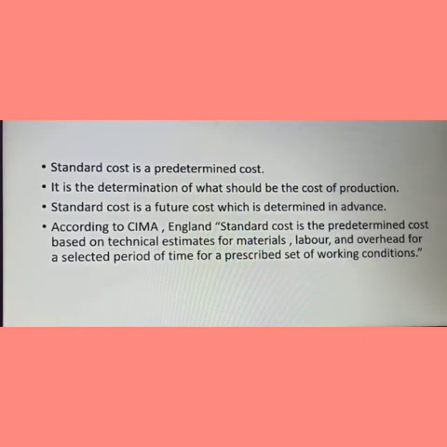Now, what is standard cost? Standard cost is a predetermined cost. It is the determination of what should be the cost of production. Standard cost is a future cost which is determined in advance. According to CIMA England, CIMA means Chartered Institute of Management Accountants England, standard cost is the predetermined cost based on technical estimates for materials, labor and overheads for a selected period of time for a prescribed set of working conditions.